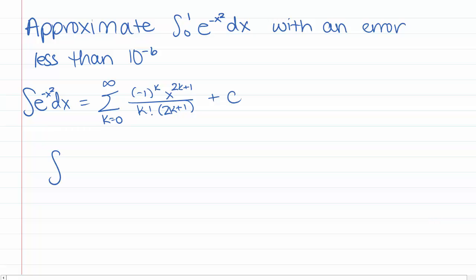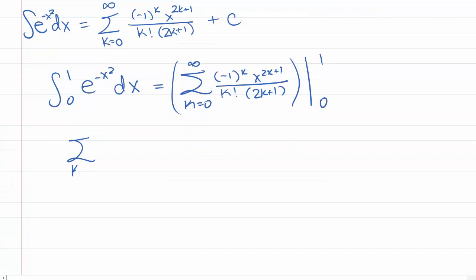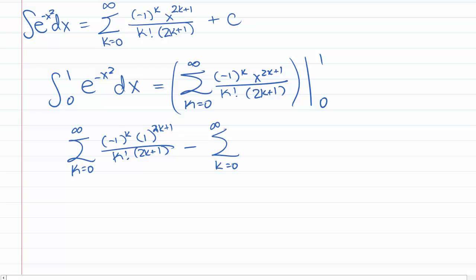So if I want to do the definite integral from 0 to 1 of e to the negative x squared dx, well, that's going to be the indefinite integral, the antiderivative here, evaluated from 0 to 1. So we're just going to plug in 0 and 1 and subtract. Well, this is the sum, k goes from 0 to infinity, of negative 1 to the k, 1 to the 2k plus 1, minus the sum, k goes from 0 to infinity, of negative 1 to the k, 0 to the 2k plus 1, over k factorial, 2k plus 1.